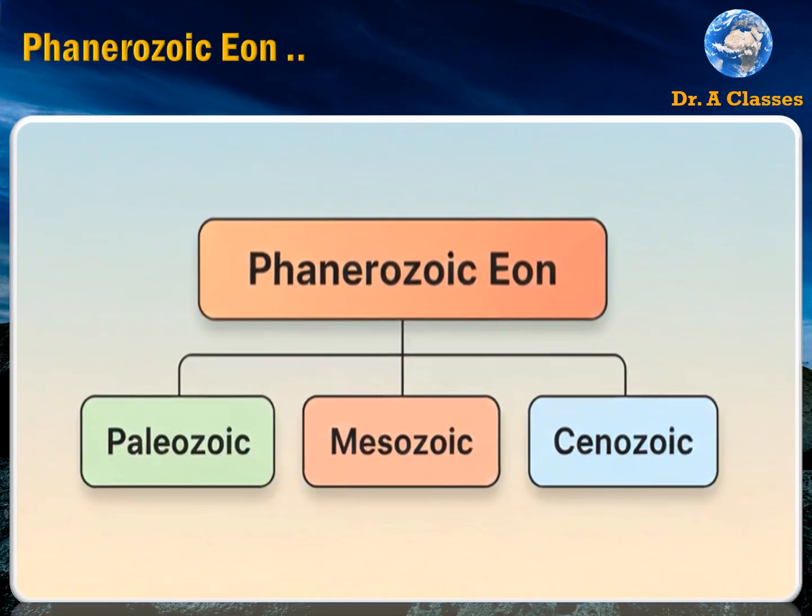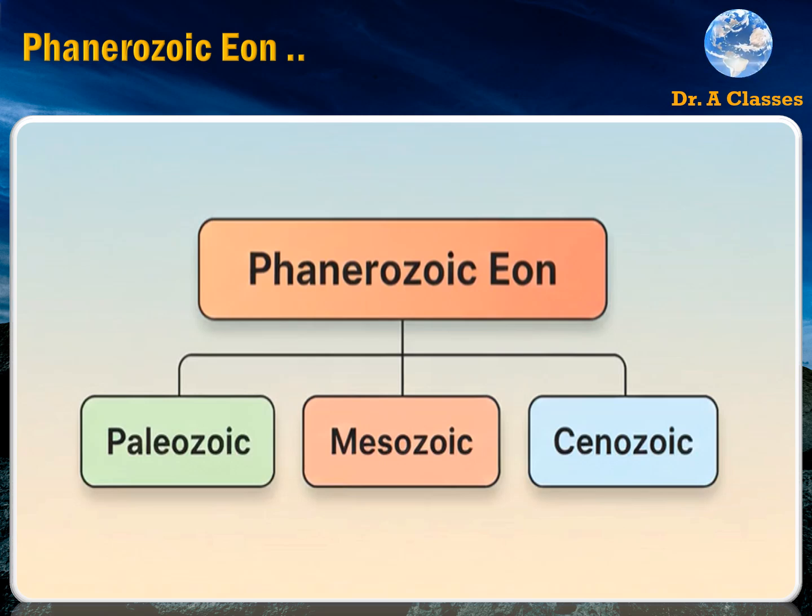Phanerozoic Aeon. It represents the current eon of Earth's history and covers the last 541 million years. This eon is known for abundant fossil evidence and the evolution of complex life. The Phanerozoic is divided into three major eras.